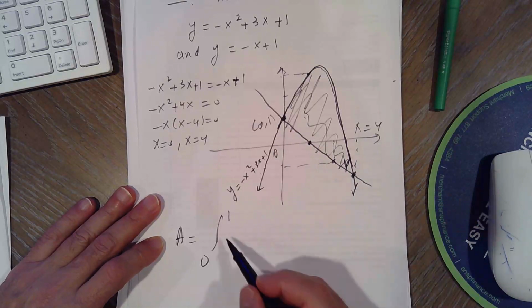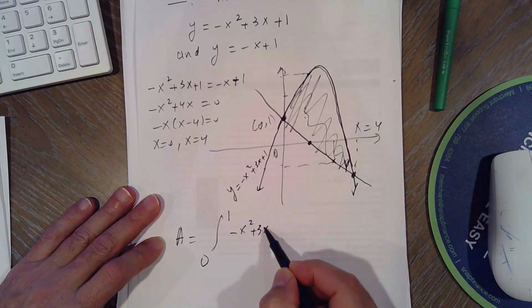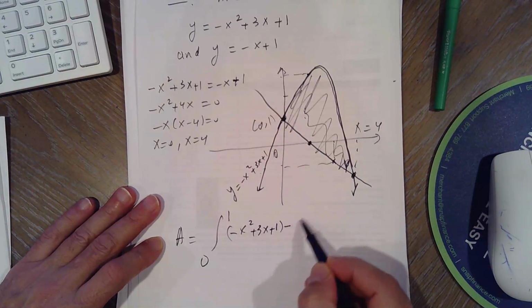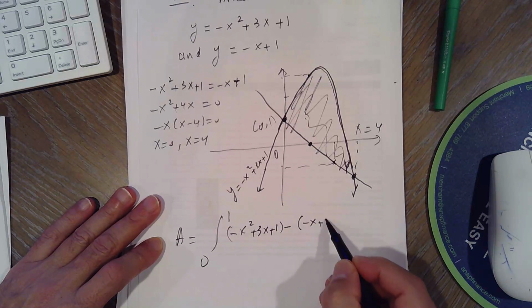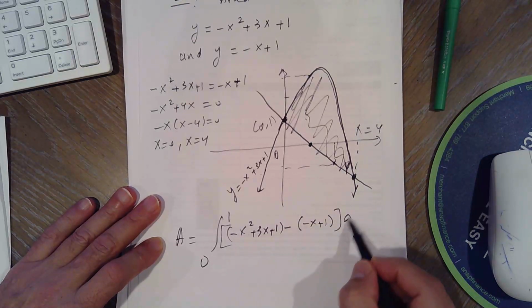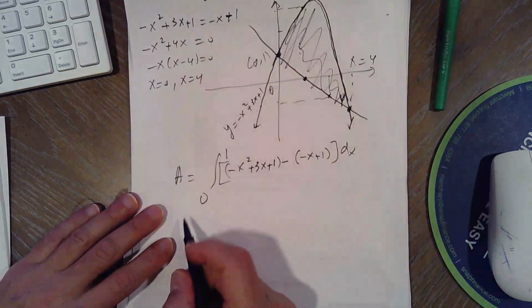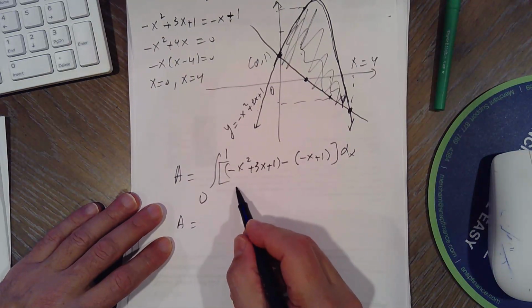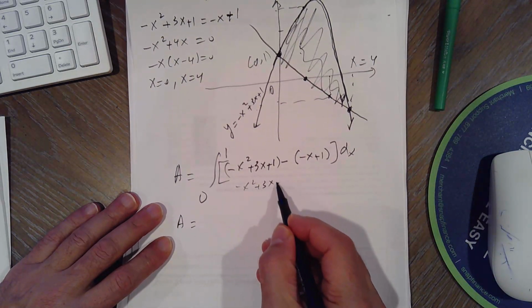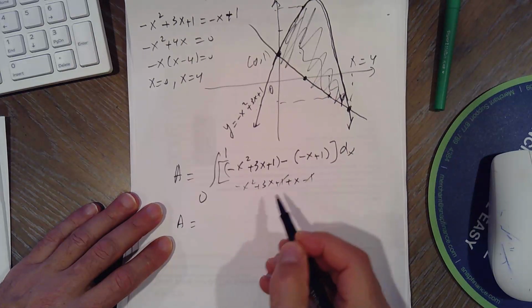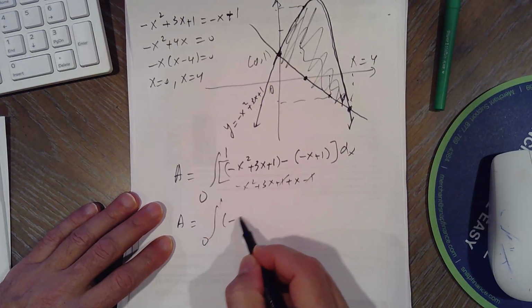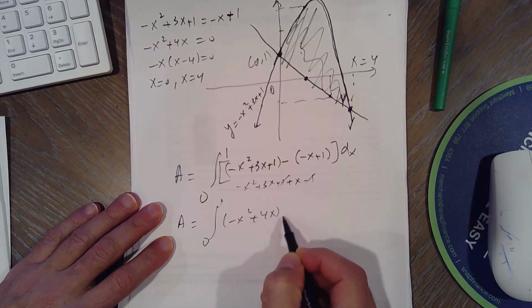minus below. Okay, above is negative x squared plus 3x plus 1 minus the below, which is negative x plus 1. So before we integrate, let's do the algebra. So it's negative x squared plus 3x plus 1 plus x minus 1, which is negative x squared plus 4x. We're going to integrate that.